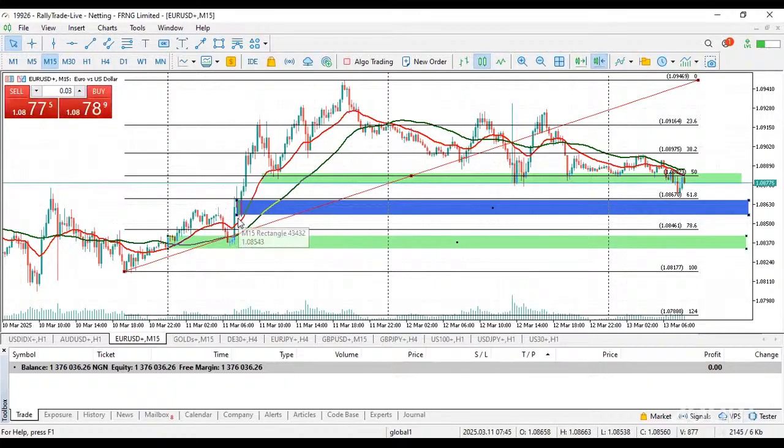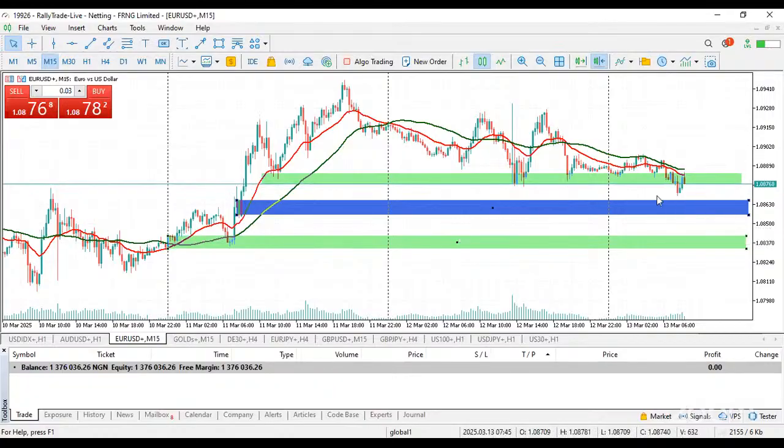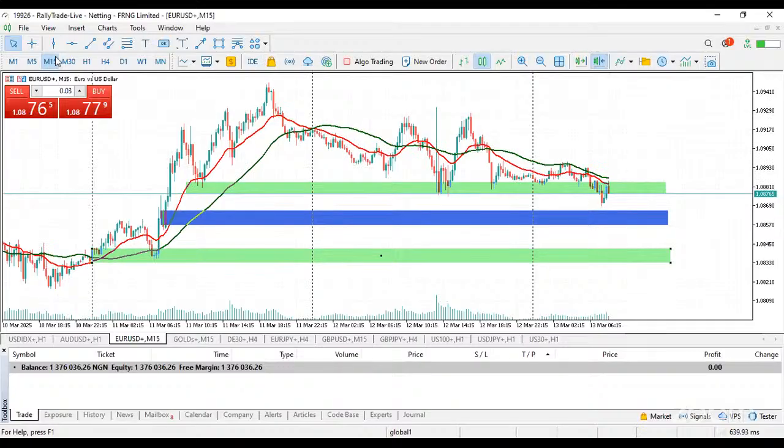So let me change it there. Among these areas, the blue one is actually the strongest level, okay? So if the price gets there, one would like to take a buy, and of course you may want to use the opening price of yesterday as your stop loss. And of course, you may want to target the high. That means we want to target this high.